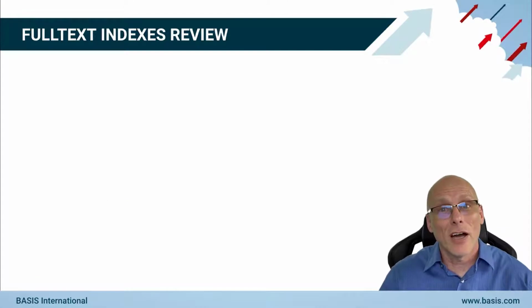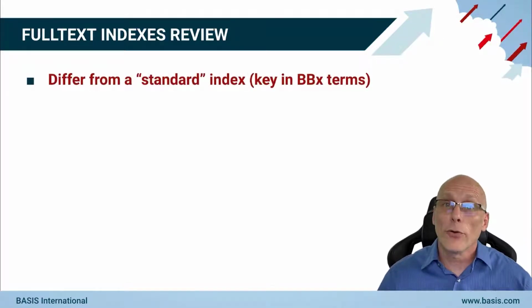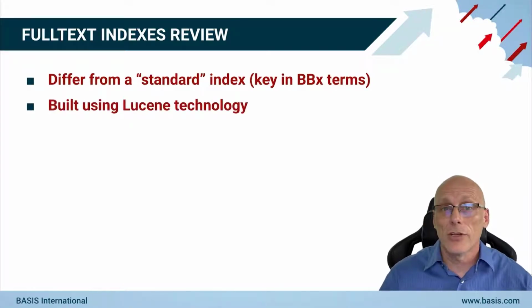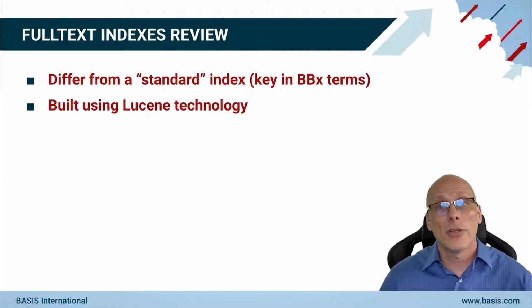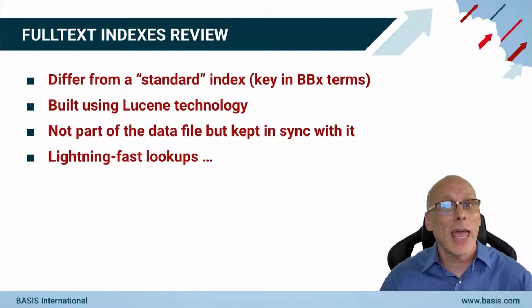All right, so let's move on and talk about another really exciting and powerful feature of the BBJ DBMS, and that is the full text index. So full text indexes differ from a standard index or a key in BBX terms. They're built using Lucene technology, and Lucene is a best-in-class search engine that we incorporate into the BBJ product that allows us to perform these lightning fast searches of your data. It's not part of the data file, but rather it's kept in sync when any file operations occur on those data files. And this is important, and it provides lightning fast lookups of your data in ways that you can't quite get using standard SQL operations.